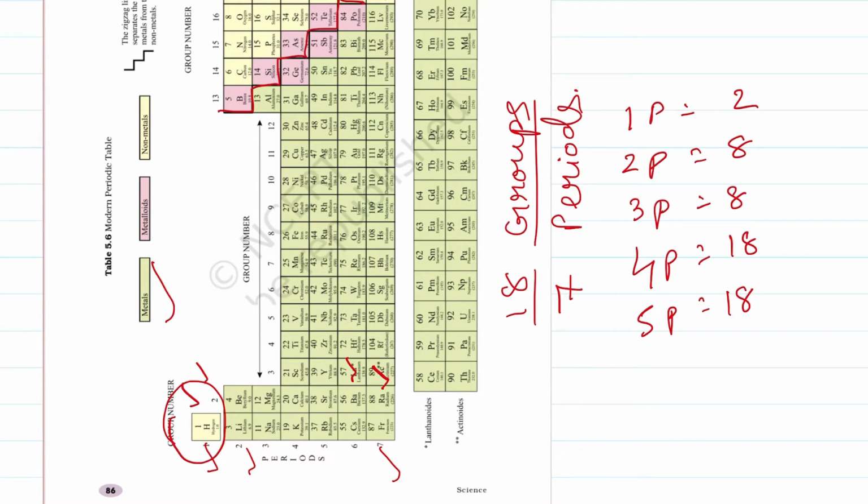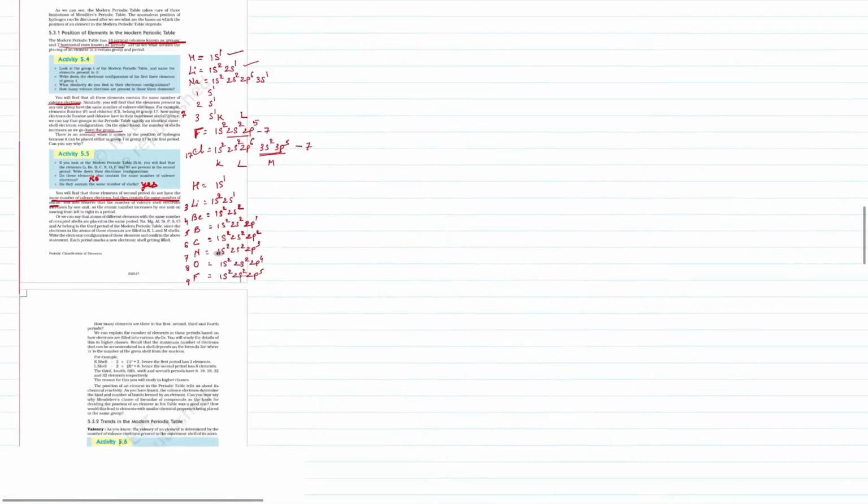Then if you go down to the sixth period and seventh period, you will observe that there are 32 each, as these two elemental series are included in them. So it will have 2, 8, 8, 18, 18, 32 and 32 elements as we go down in the periods.